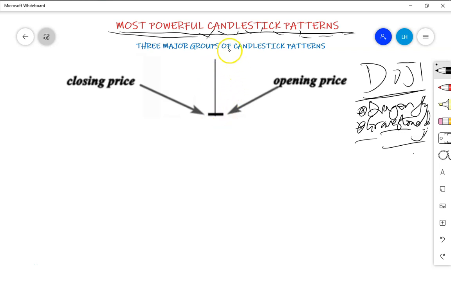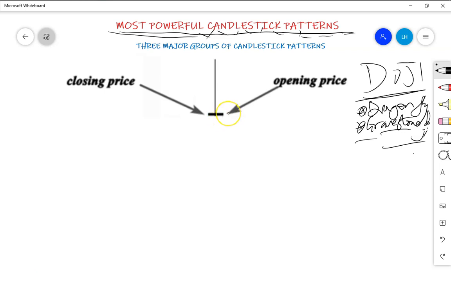The message we get from this is that price opened at a certain area, and buyers came in, pushing it up to a certain area. Before the candle closed, sellers came in again, pushing it down, and it closed around the same price where it opened. So if it closes around this area, the information we get is that sellers are in control of the direction of the market.